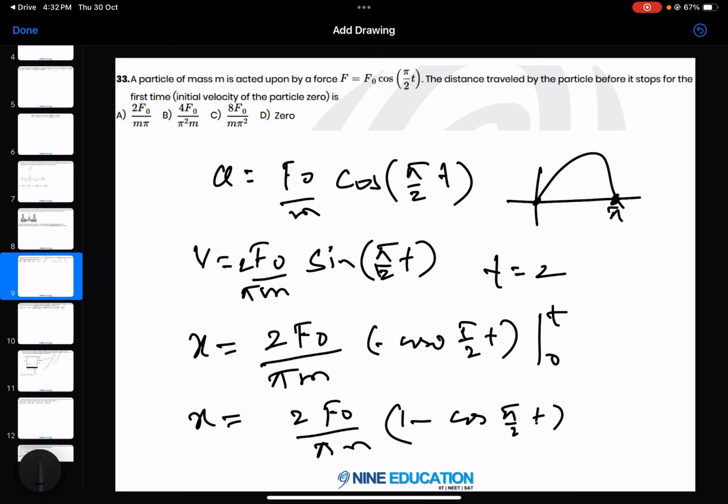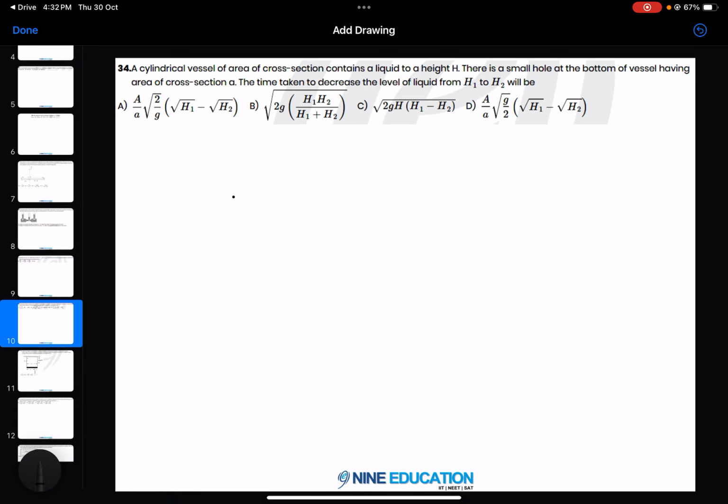When you substitute t equal to 2, cos pi will be minus 1. 1 minus minus 1 is 2. 2 into 2, and the integration constant by pi by 2. So this will be 2 into 2 into 2, 8 f naught by pi square m, which will give us option C.